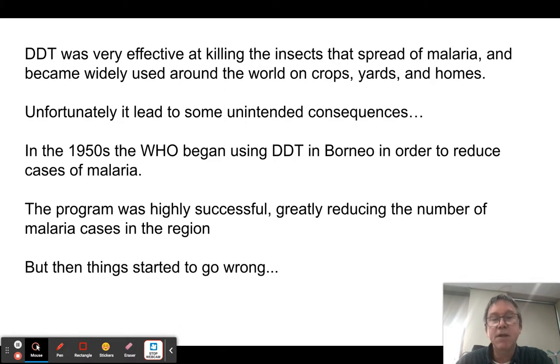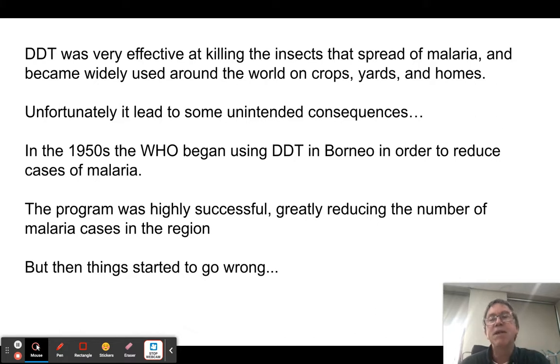Now, unfortunately, there were some unintended consequences, and it wasn't immediately obvious, which is often the case in environmental science, right? We deal with these really complex systems, and stuff happens. We're like, whoops, and then we have to figure out how to mitigate. So basically, this is a pretty unusual one. And you maybe have heard about it because it's legendary.